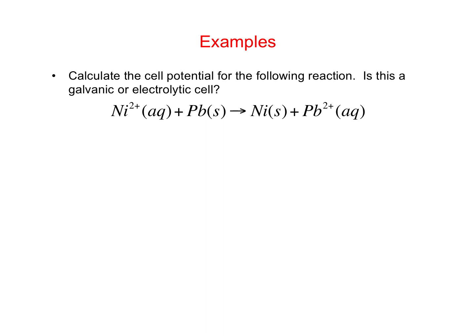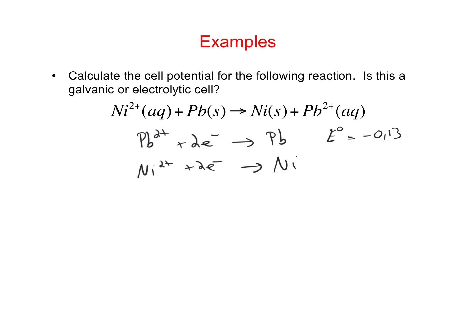Okay, so I went through and found the cell potentials that I think are relevant. The two that I found are Pb2+ + 2 electrons goes to neutral lead, and the E0 that I found for that is negative 0.13. And then the other one that I found is Ni2+ + 2 electrons goes to neutral nickel. The E0 for that one was negative 0.23.